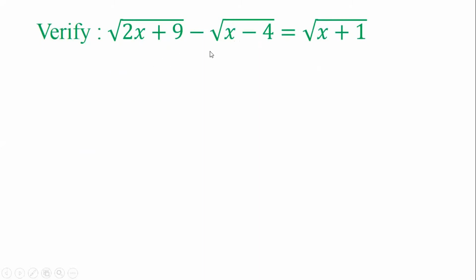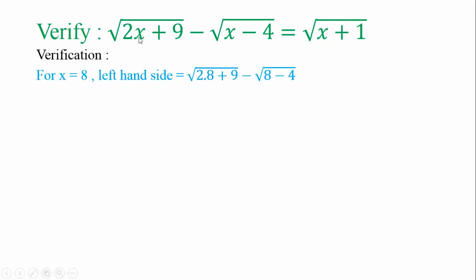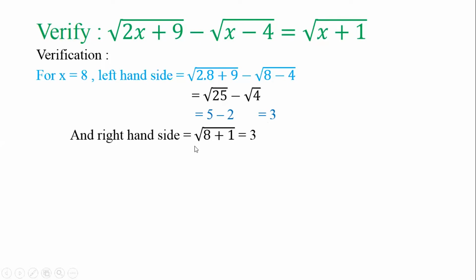Well, now we verify this equation for the solution. For x equal to 8, left hand side, here root over 2x plus 9 minus root over x minus 4. So here we get root over 2 into 8 plus 9 minus root over 8 minus 4. 2 into 8, that means 16, 16 plus 9 equal to 25. Here we get root over 25. Here 8 minus 4, that means 4. Here square root of 25 equal to 5, square root of 4 equal to 2. 5 minus 2 equal to 3. And right hand side, if we put the value 8, then we get 8 plus 1. 8 plus 1 means 9, root over 9 equal to 3. So x equal to 8 is the root of the given equation.